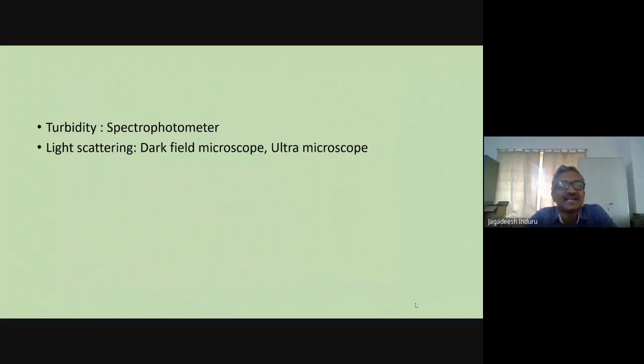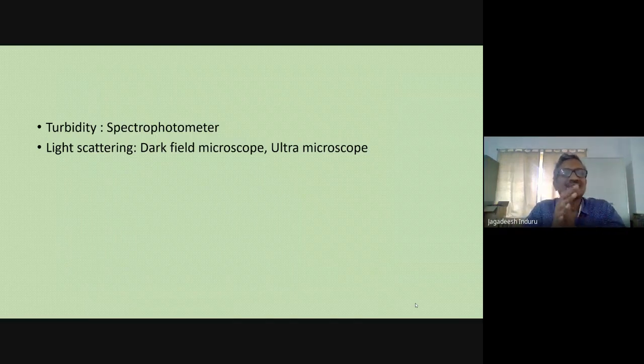Another one is turbidity, which can be observed by using a spectrophotometer, because we are going to have some concentration of this present. As the concentration of the polymer or surfactant increases, turbidity will also increase. Turbidity is against transparency. When it is turbid, the liquid is not transparent.